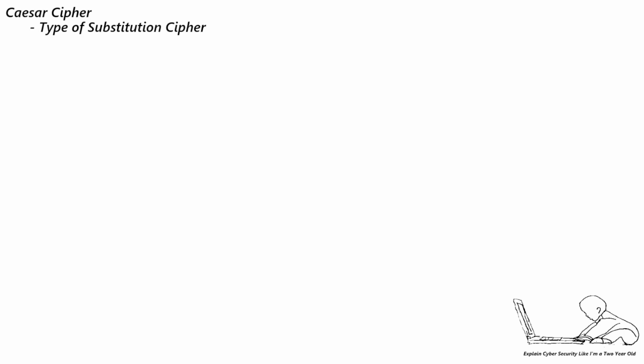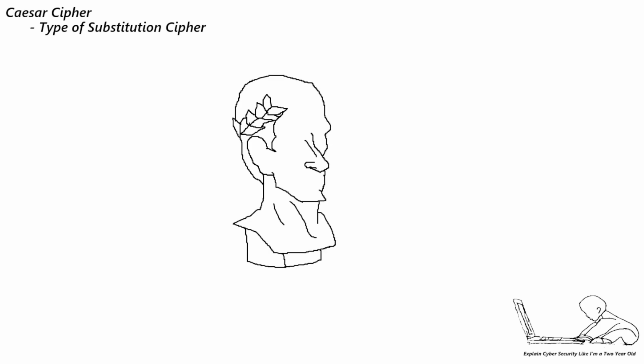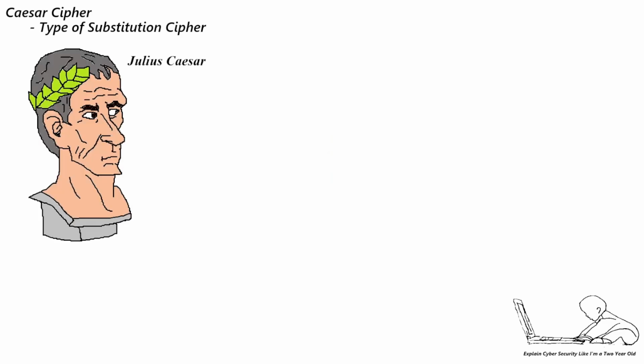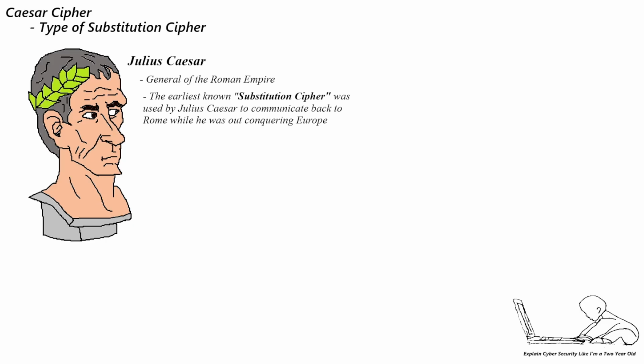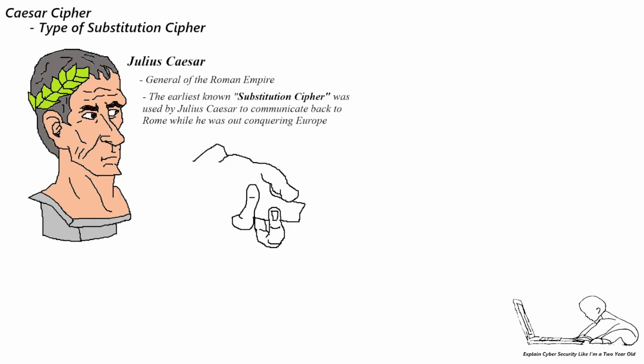The Caesar cipher is a form of substitution cipher, named after the Roman general Julius Caesar, and is one of the earliest known substitution ciphers used by Caesar to communicate back to Rome while he was conquering Europe. You see, Caesar knew that there were several risks when sending messages, many of which were uncontrollable. However, he could control the cipher he used to encrypt his messages.